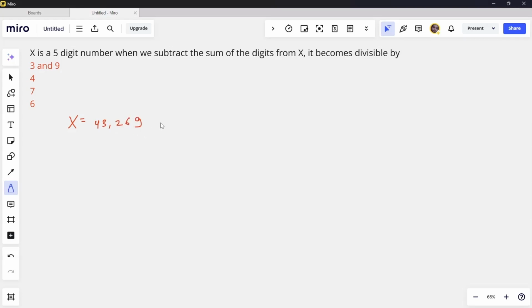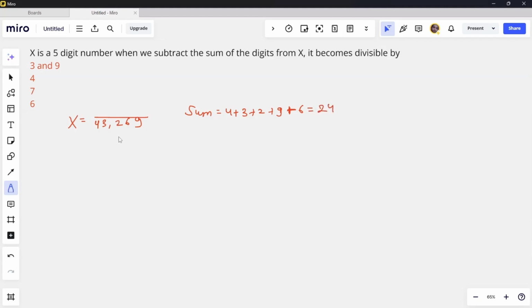Now it is saying that X is a 5-digit number. When we subtract the sum of the digits, let's calculate the sum of all the digits of this number. 4 plus 3 plus 2 plus 6 plus 9. Now 4 plus 3, 7, plus 2, 9. 9 and 9, 18. 18 plus 6, it will be 24.